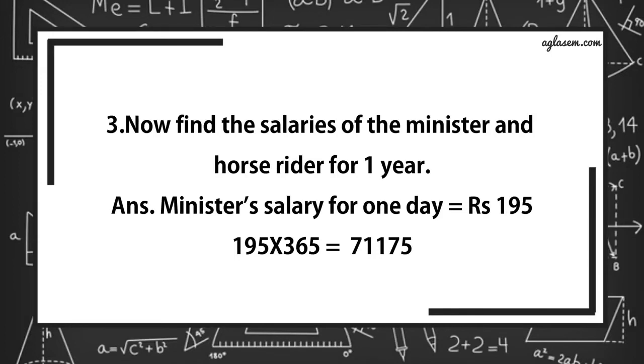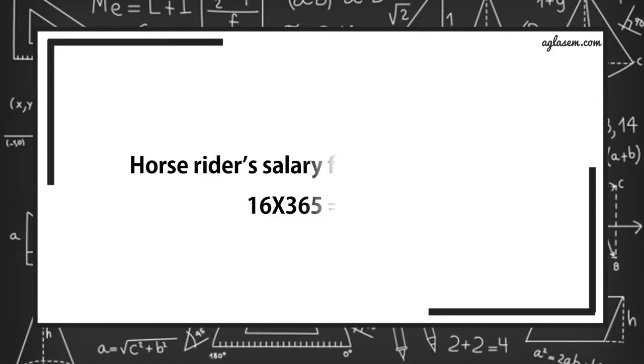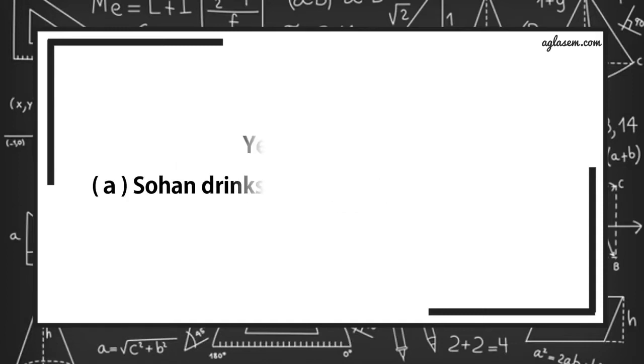Answer is minister's salary for 1 day is rupees 195. So 195 multiplied by 365, you will get 71,175. Further, horse rider's salary for 1 day is rupees 76. So multiplying 76 with 365, we will get 27,740. Further, years and years.